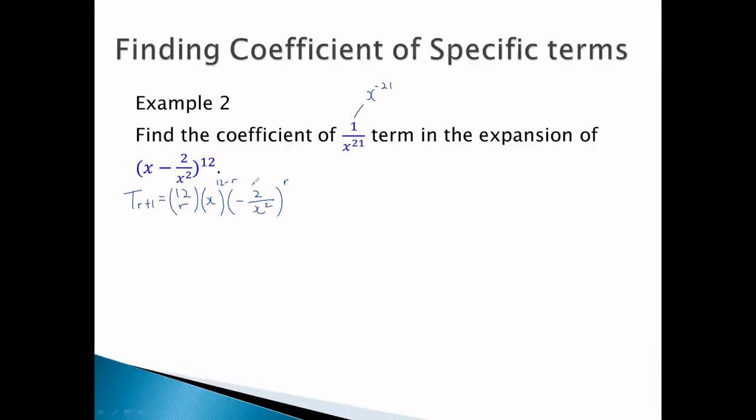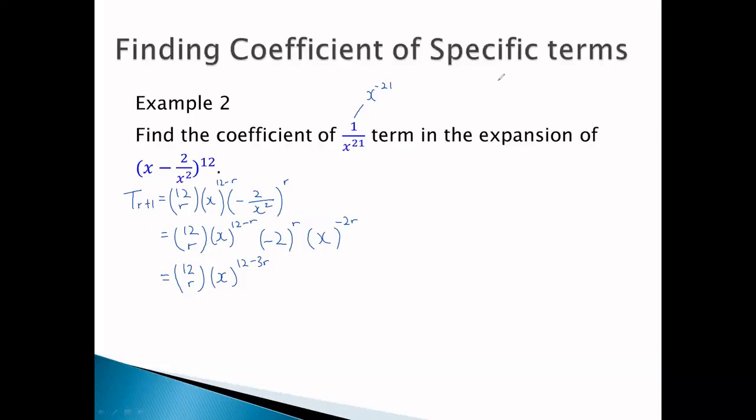The first thing is I need to separate this second term out. 12 choose r, x to the power 12 minus r. Now, I want my x alone. I don't want a negative with it, so I'll keep the negative with the 2. And this is r. And this is x to the power negative 2r. Okay, because the x squared is in the denominator. All right, now using your rules of indices, what is x to the power 12 minus r times x to the power minus 2r? It should be x to the power 12 minus 3r.